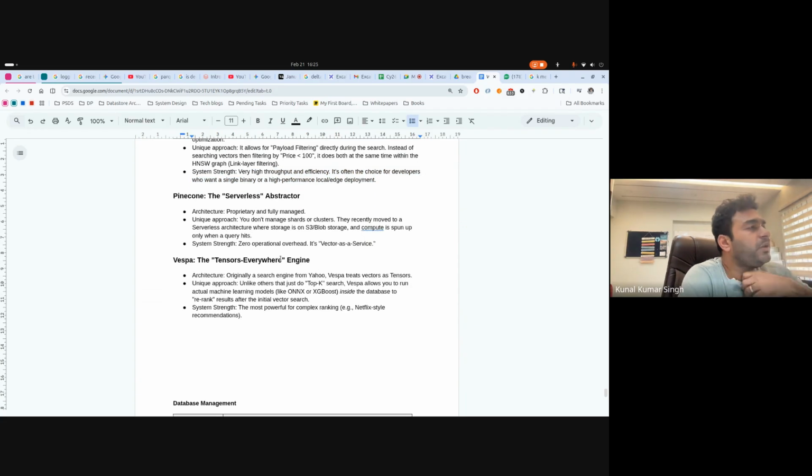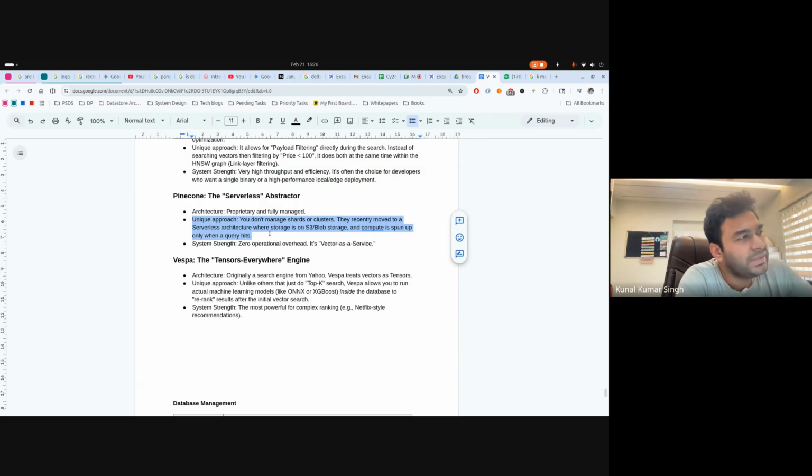Yeah. The Pinecone, what it does, it's like a lake kind of a concept. So it uses blob storage where it will put the vectors. So you don't manage shards or clusters. They recently moved to a serverless architecture where they will put data into, let's say, a blob or a lake, and then compute is spun up only when the query hits. So this is a very clear separation of storage and compute.